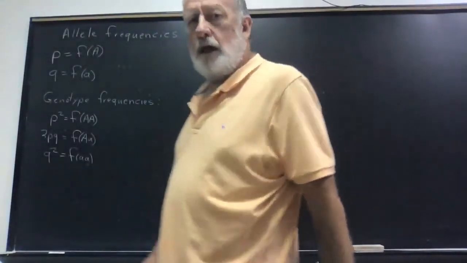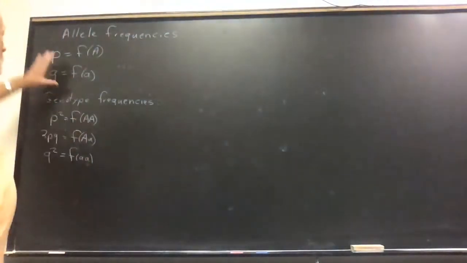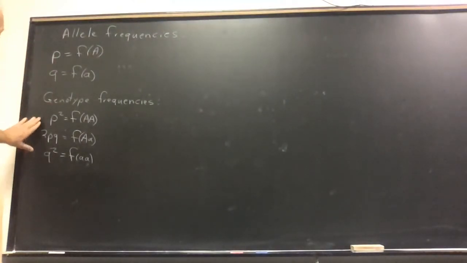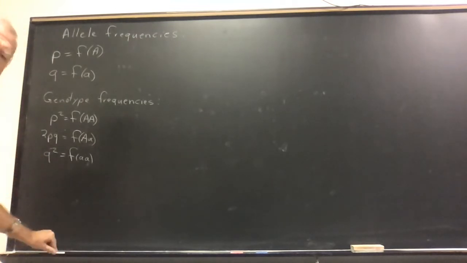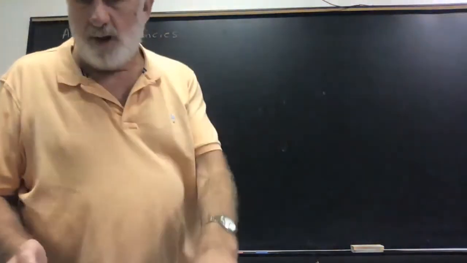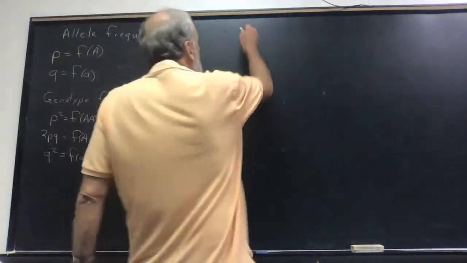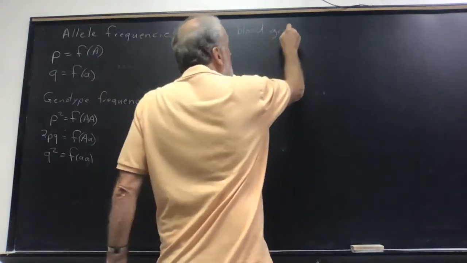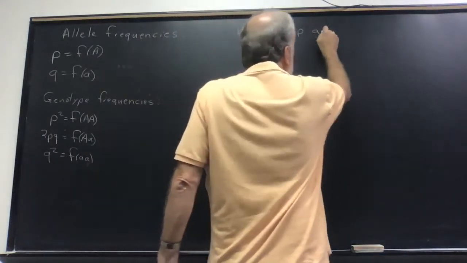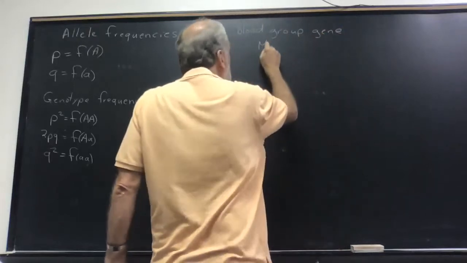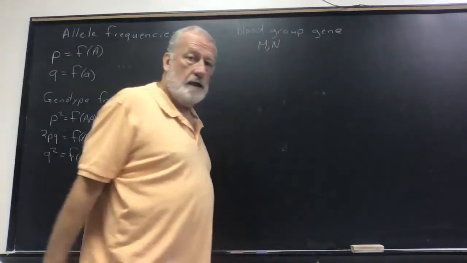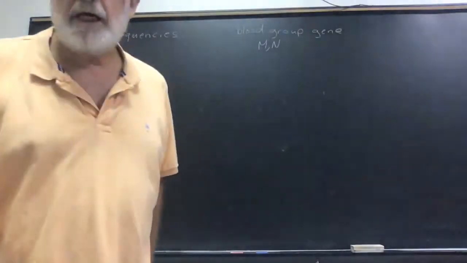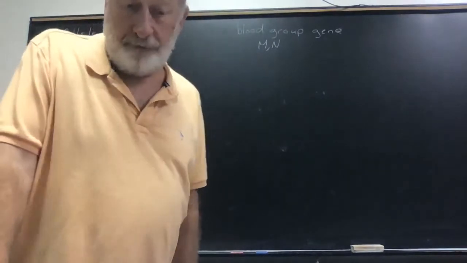Okay, now I'm going to show you how to calculate allele and genotype frequencies. So remember, our allele frequencies are P and Q, and our genotype frequencies are P squared, 2PQ, and Q squared. So we're going to do an example with a blood group gene, alleles M and N. And this exhibits codominance. So the heterozygotes have a distinct phenotype as well.